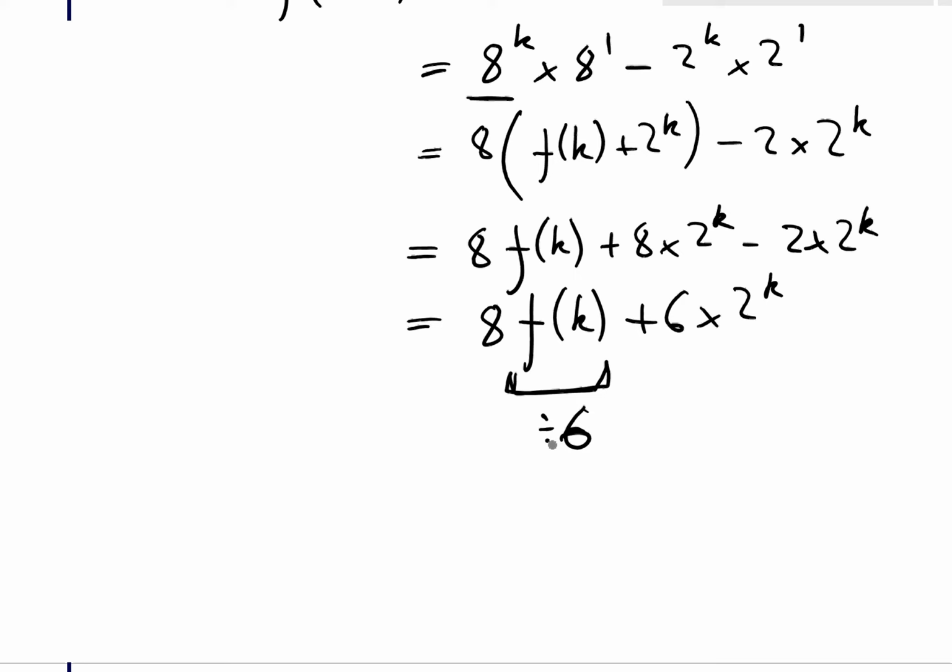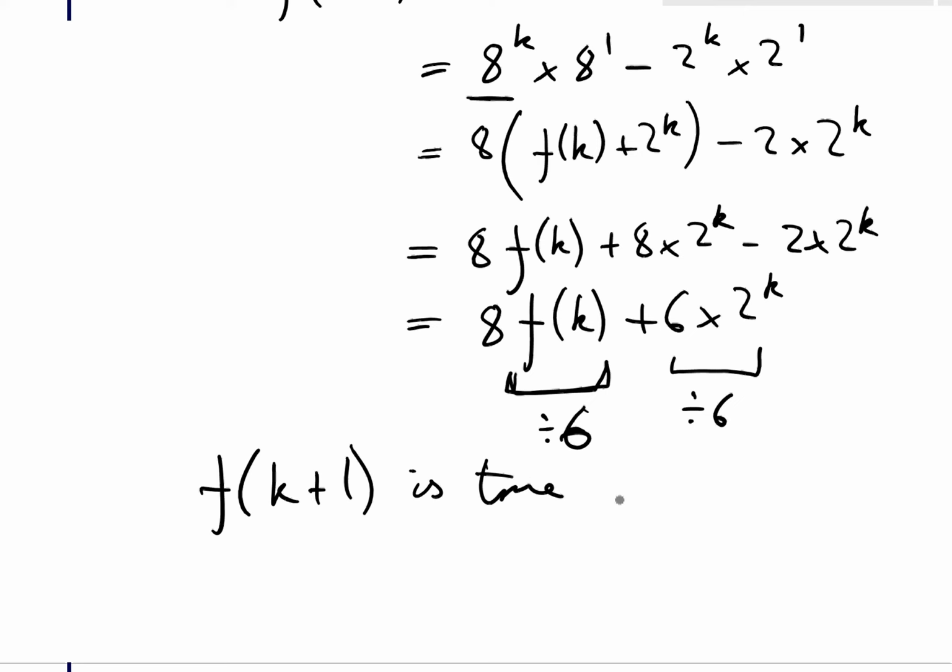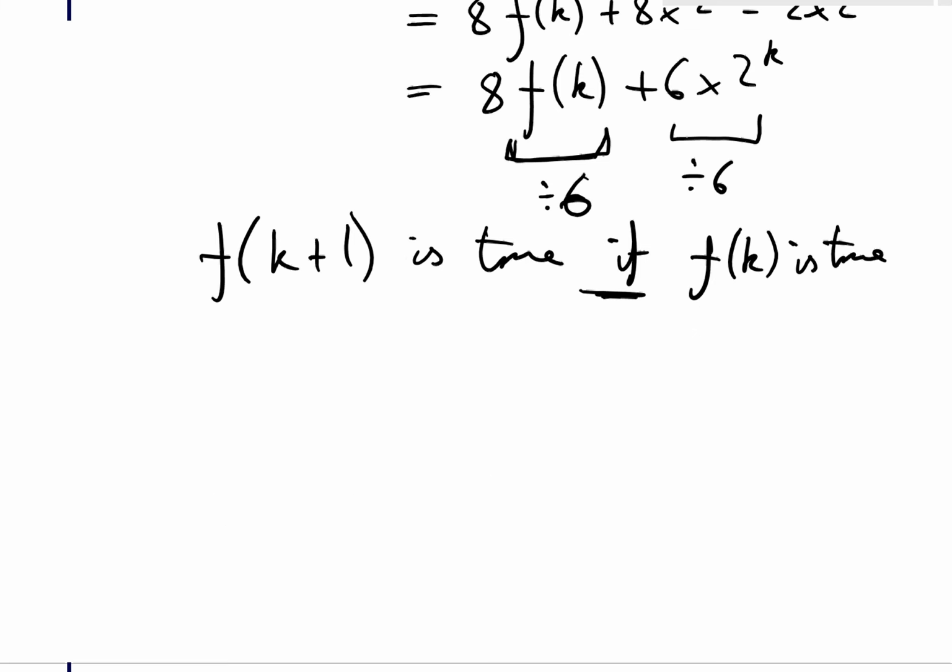Okay, then if you look at this thing, well, that thing is clearly divisible by 6 because I've got 6 multiplying by the front. So if you multiply something by 6, then it's obviously going to be divisible by 6 as well. So this first term is divisible by 6, this second term is divisible by 6, so therefore f of k plus 1 is also divisible by 6, is also true if, and this is the crucial step, f of k, so the previous case, is divisible by 6.